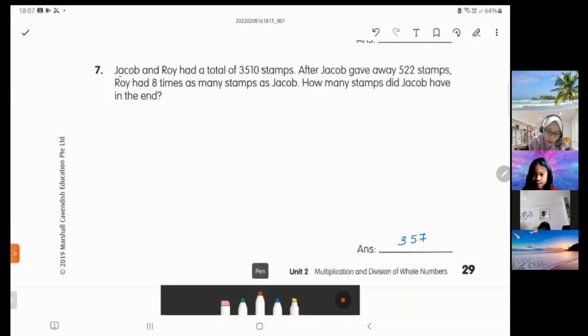Jacob and Roy had a total of 3510 stamps. After Jacob gave away 522 stamps, he gave it away, not to Roy. Jacob just gave it away, okay? Then Roy had 8 times as many as Jacob. All right. How many stamps did Jacob have in the end?